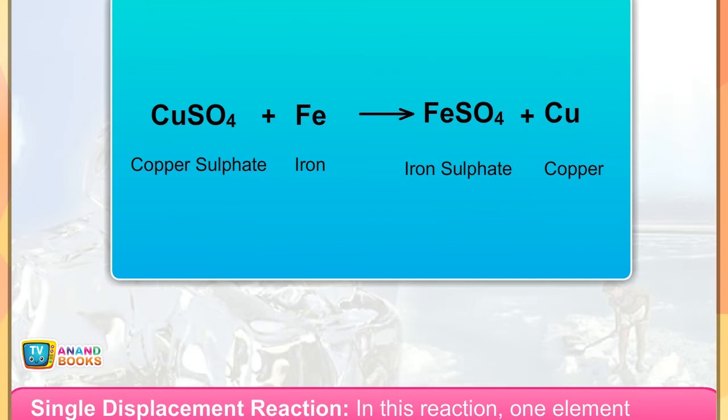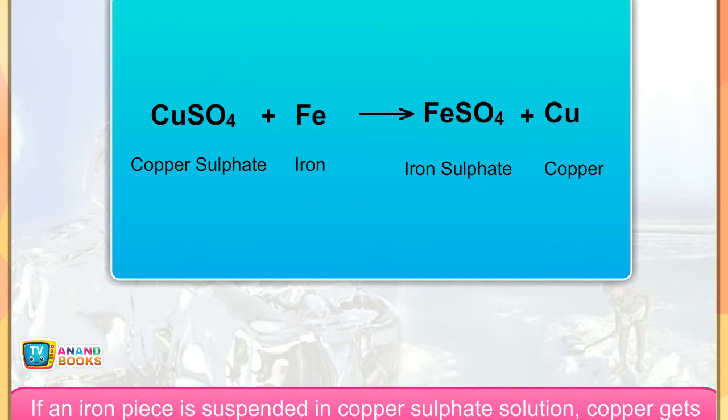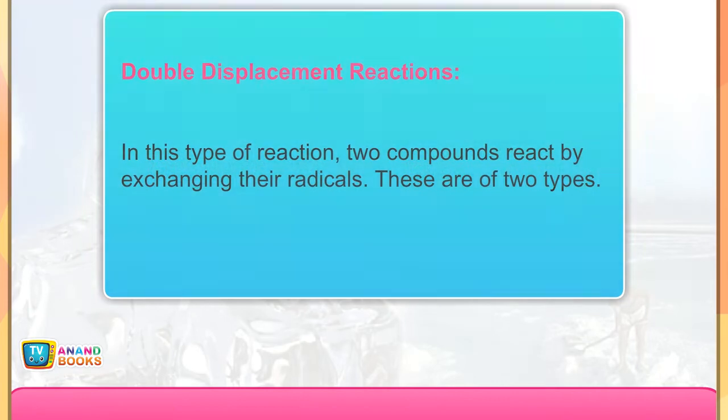Single displacement reaction. In this reaction, one element replaces another element from a compound. If an iron piece is suspended in copper sulfate solution, copper gets deposited on the iron piece. CuSO4 copper sulfate plus Fe iron gives FeSO4 iron sulfate plus Cu copper.